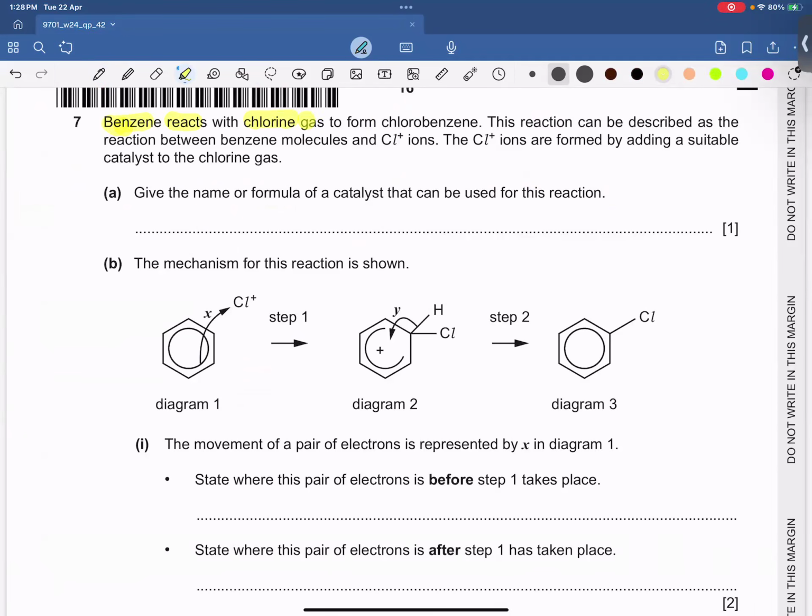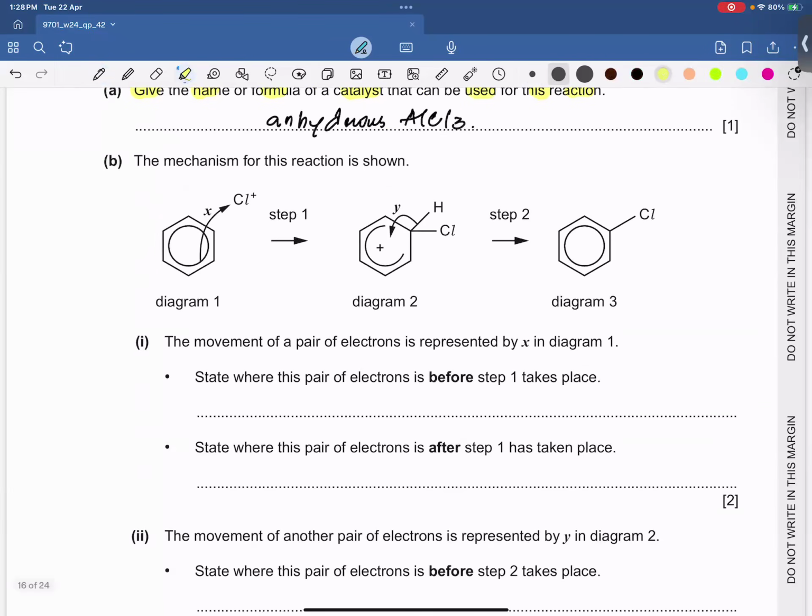Benzene reacts with chlorine gas to form chlorobenzene. The reaction can be described as the reaction between a benzene molecule and Cl+. The Cl+ is formed by adding a suitable catalyst to the chlorine gas. Give the name or formula of the catalyst that can be used in this anhydrous reaction. AlCl3, you can also say aluminum chloride. The mechanism of this reaction is shown.